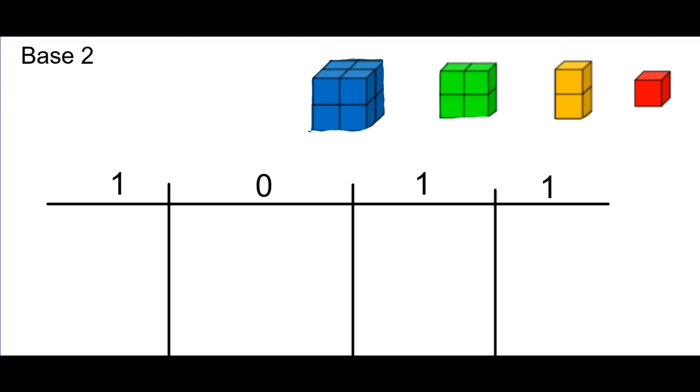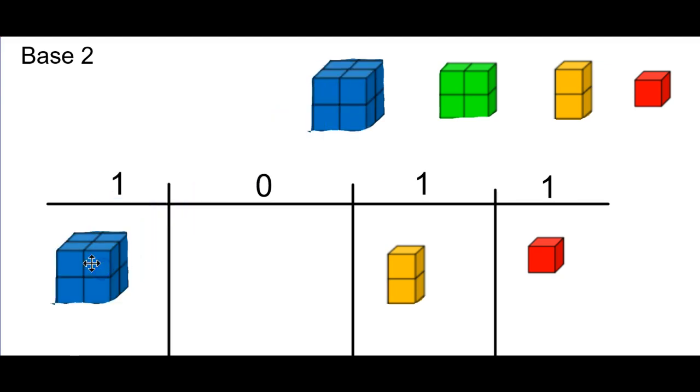So in base 2, if I'm wanting to represent this number, I would have 1 cube, 1 rod, no flats, and then 1 of the larger cube there. So this represents the amount when I'm talking about the number 1011 in base 2. So let's talk about what that is.